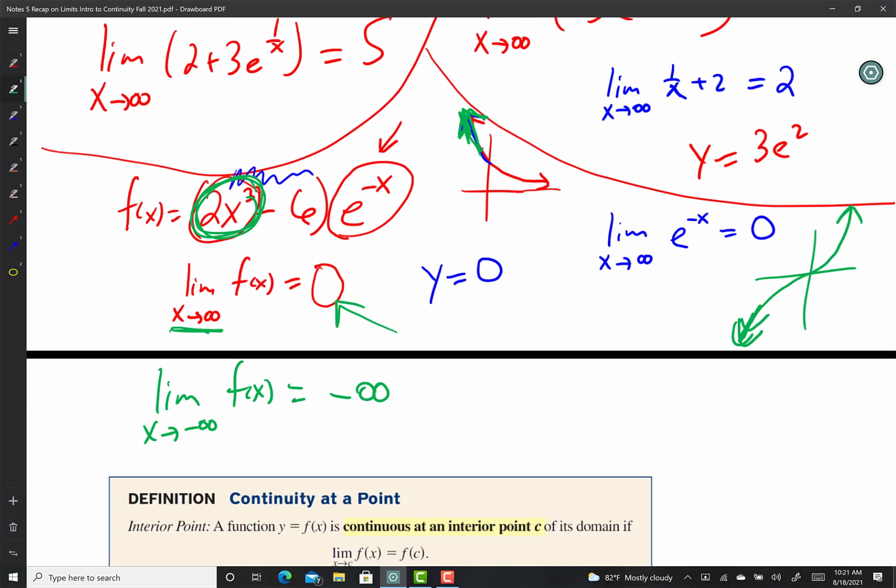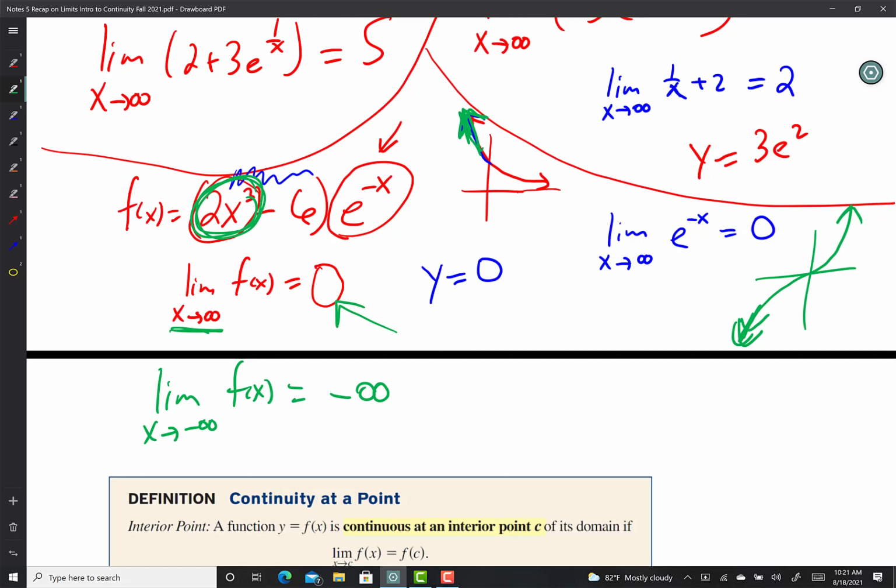Whenever e to the negative x is always 0, if I approach positive infinity, yes. What if you approach negative infinity? E to the negative x, if you approach negative infinity, is positive infinity. So that's not. Yeah.